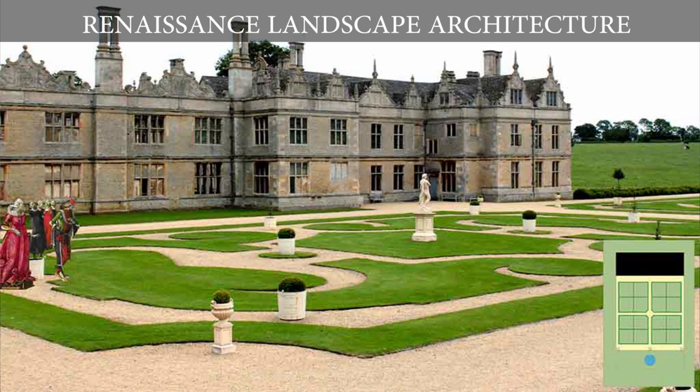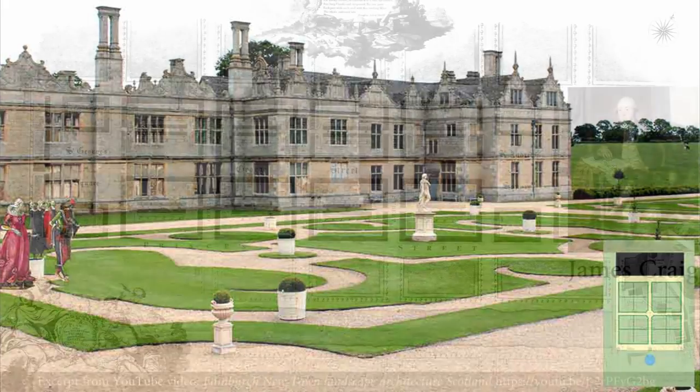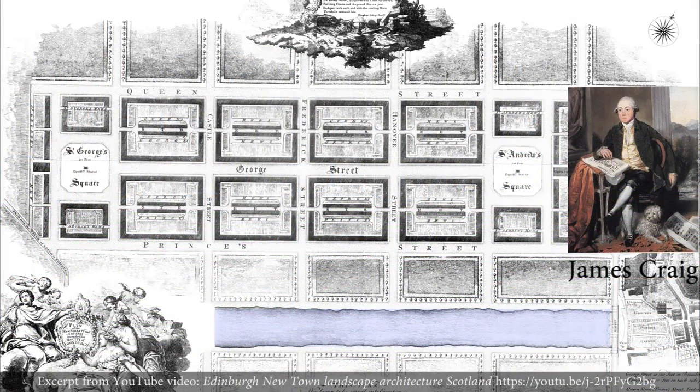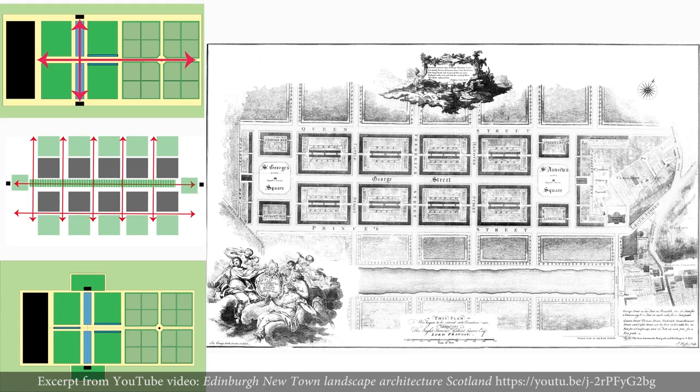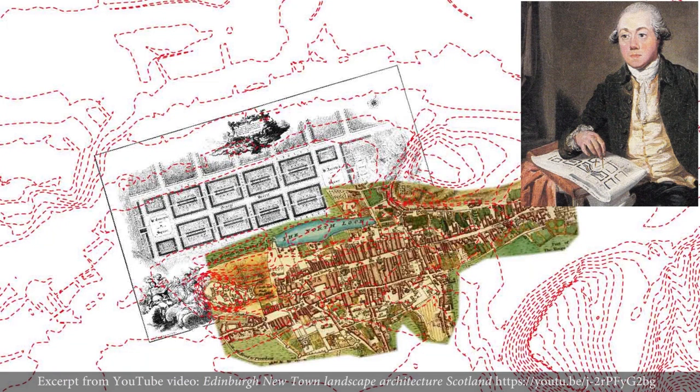Renaissance landscape architecture was based on a rebirth of the Roman system of gridded roads. And in Renaissance Italy, there was a striking similarity between the geometry of town designs and garden designs. Town squares derived from Greek agoras and Roman forums.